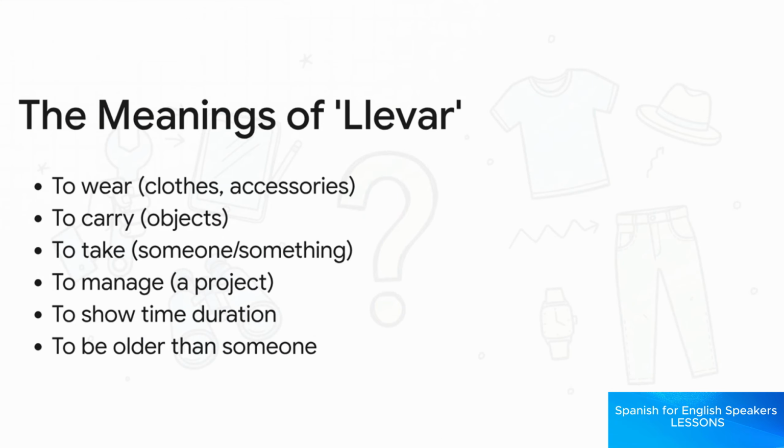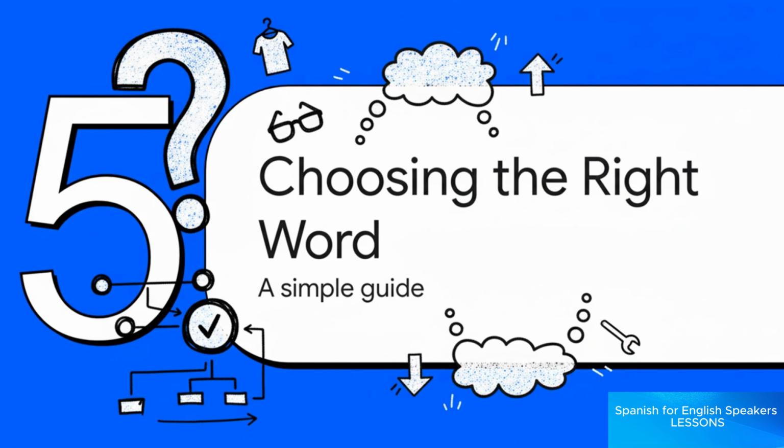What's really fascinating here is that llevar is a true superverb in Spanish. I mean, look at this list. Beyond just wear, it can mean to carry something, to take someone somewhere, to manage a project, and even to talk about how much older you are than somebody else. It's an incredibly versatile and useful word. So, with these three different options on the table, how do you actually make the right call in the moment? Let's try to put it all together into a really simple guide.